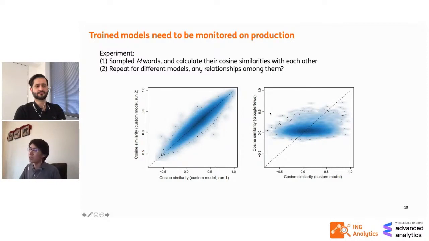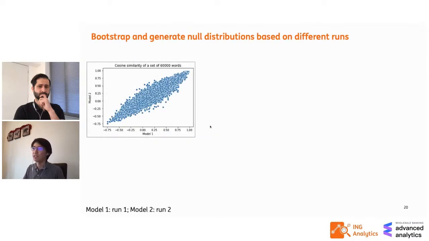So knowing this, we wondered if we can have a way to quantify these differences. Effectively, what we can do is monitor the intra-relationships among the word embeddings themselves between old and new models. We can bootstrap this baseline to generate null distributions and measure how much deviation there is from distributions generated based on new models. So I'm going to animate what I just said in the next couple of slides.